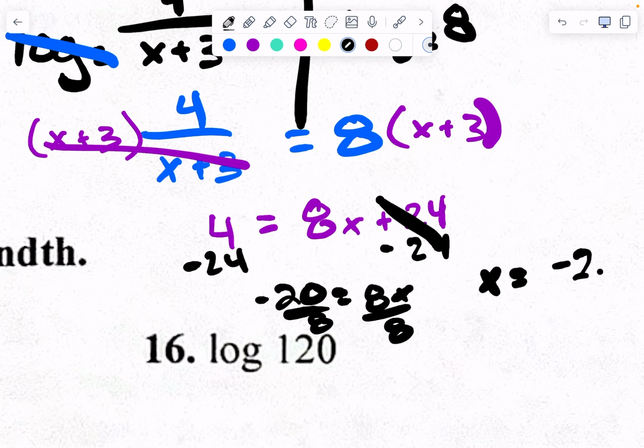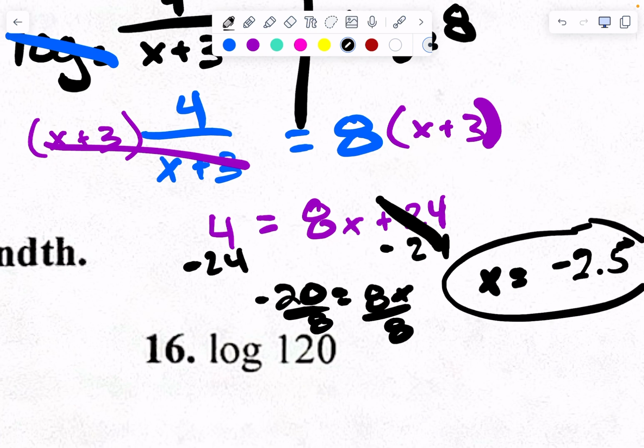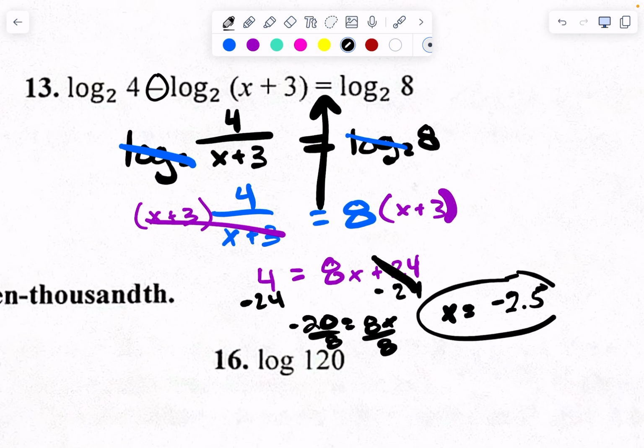Is negative 2.5, I think. Yep. Okay, did you see those steps? You can only cancel one log for one log. If there's two, you combine them. Plus means multiply, minus means divide. No one likes logs. Good?